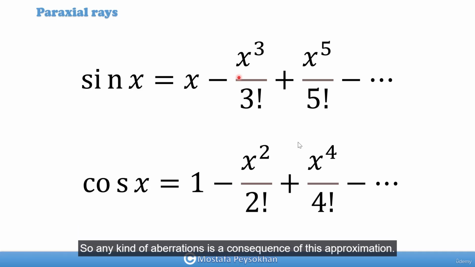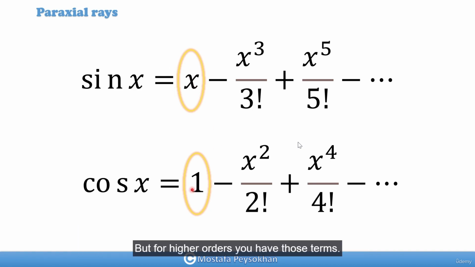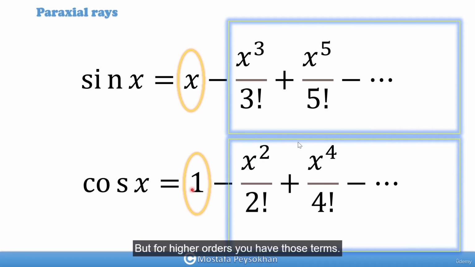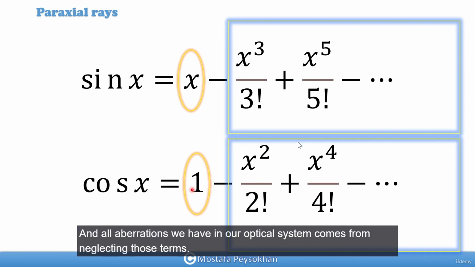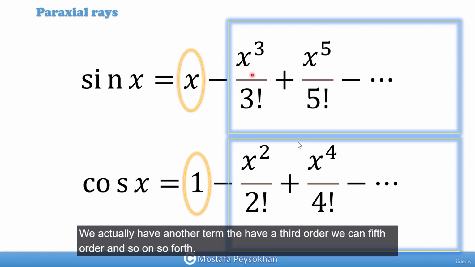So any kind of aberration is a consequence of this approximation. For the first order, we only take care of this part of the beam, but for higher orders, we have those terms. And all aberrations we have in our optical system come from neglecting those terms. Sometimes we say we are doing a first order calculation, which is based on these two. For third order, we actually have another term. Then we have fifth order, and so on and so forth.